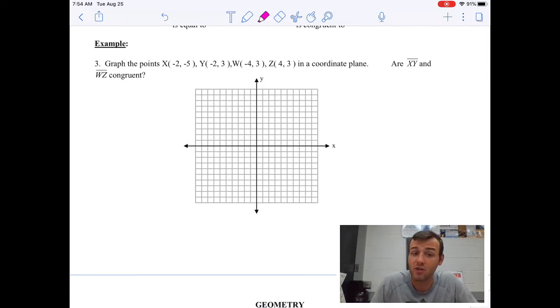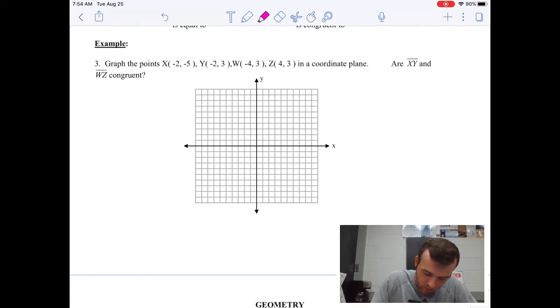And we're going to our final example. This will be the last one here. Graph the points X, Y, W, and Z in the coordinate plane. Are segment XY and segment WZ congruent? So let's find out. X is (-2, -5). So -2, 1, 2, 3, 4.